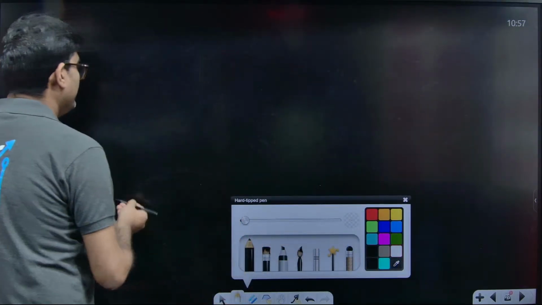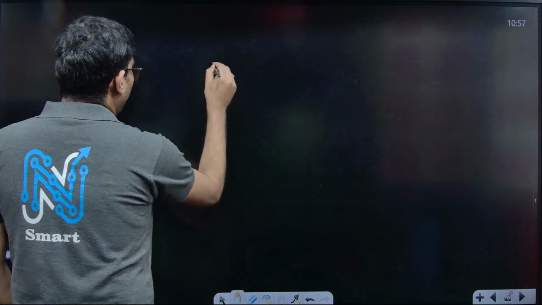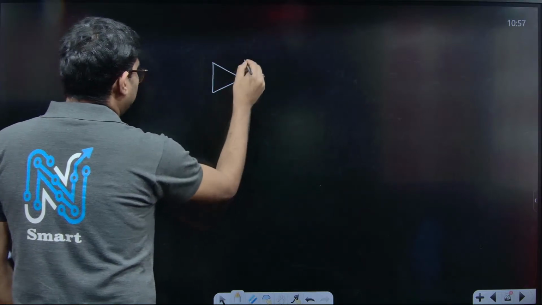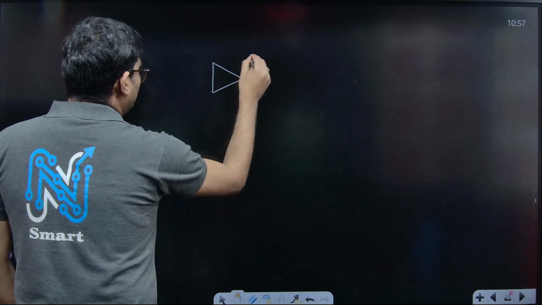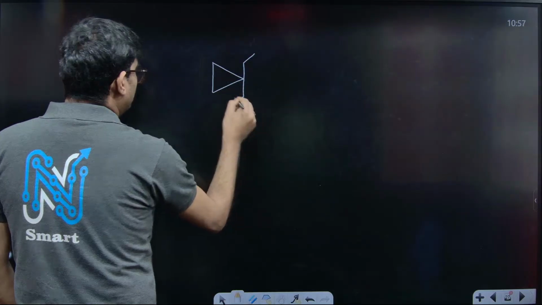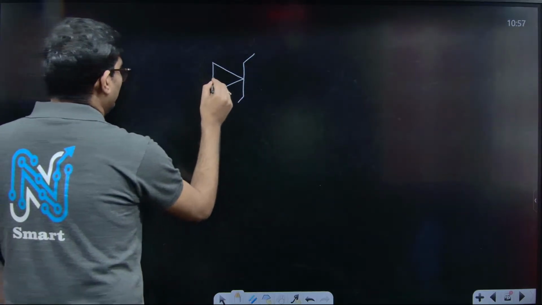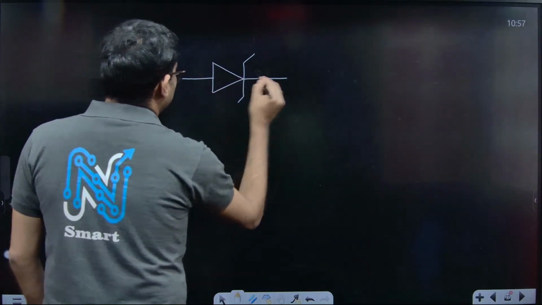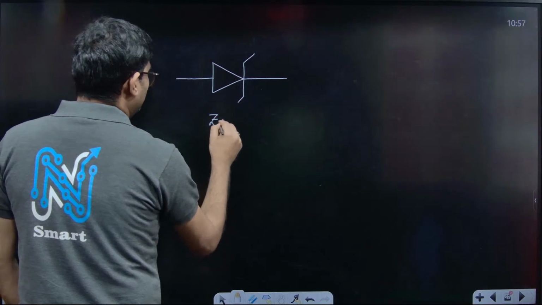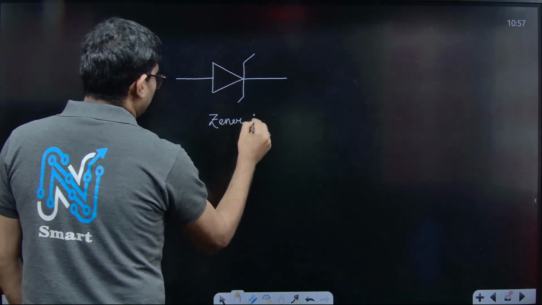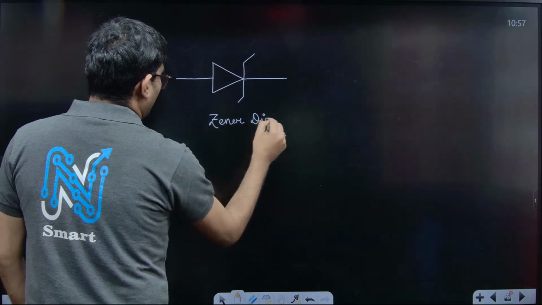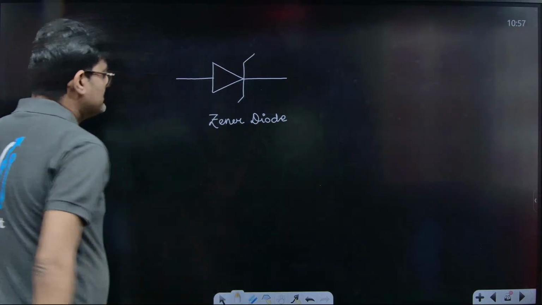So what is a Zener diode? While writing a Zener diode, we slightly modify this N side and we say that this is a Zener diode. The symbol of a Zener diode is like this. This is a Zener diode.